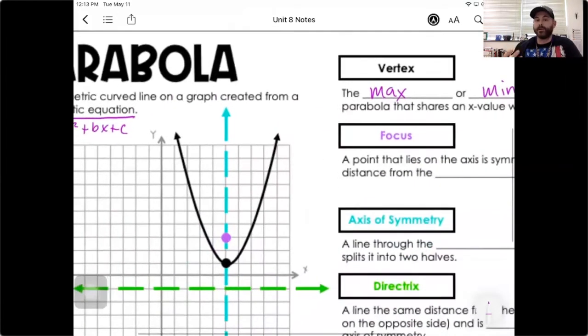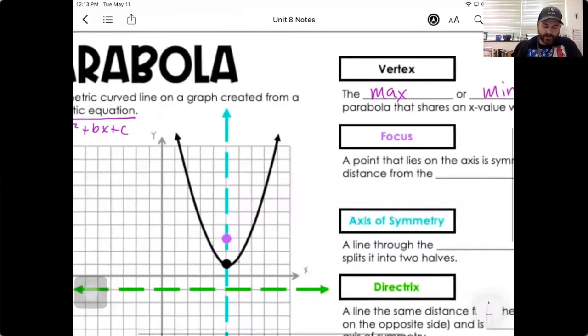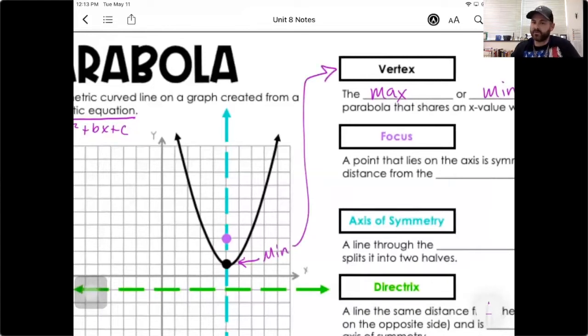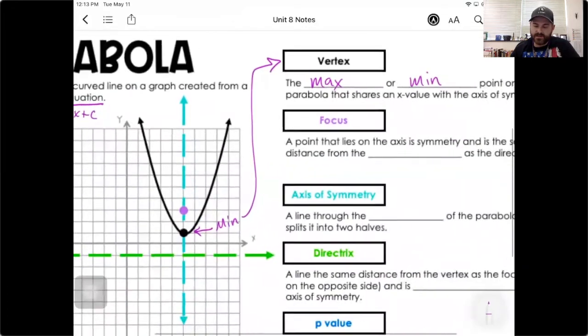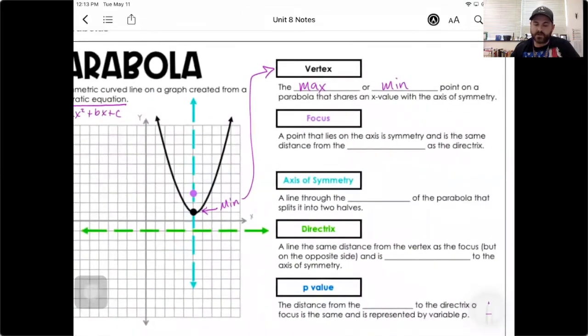This parabola opens up. The open part of the parabola is up. So that would make this point here a minimum, which would be the vertex. All right, so that ordered pair would be the vertex. And it's always going to share an x value with what we call the axis of symmetry. And this line here is the axis of symmetry.